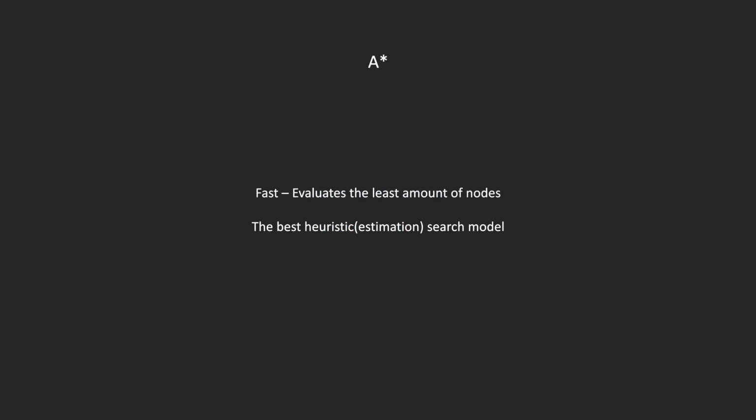A-star is very quick. It is generally considered to be the best pathfinding alternative in video games. It evaluates the least amount of nodes compared to other pathfinding models. BFS, as we saw earlier, searches every single node, which is very costly.